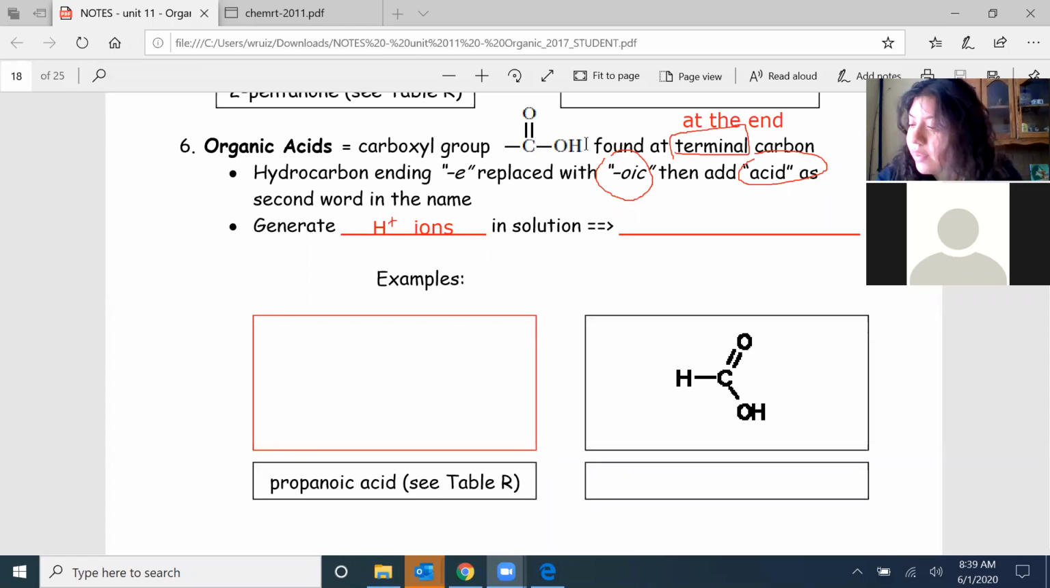I think she's got disconnected. And in solution, they also generate electrolytes.